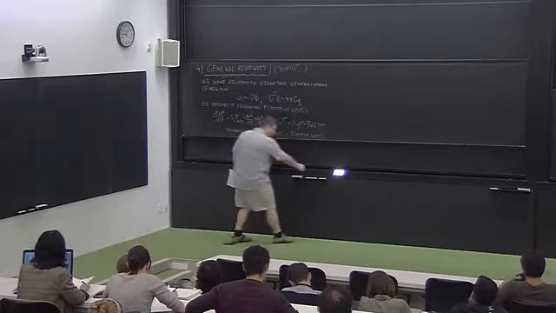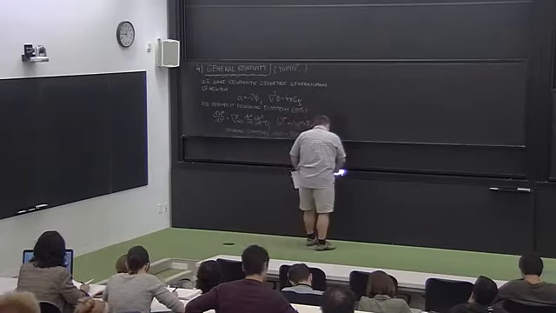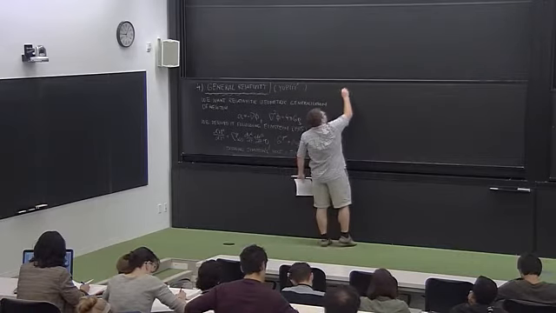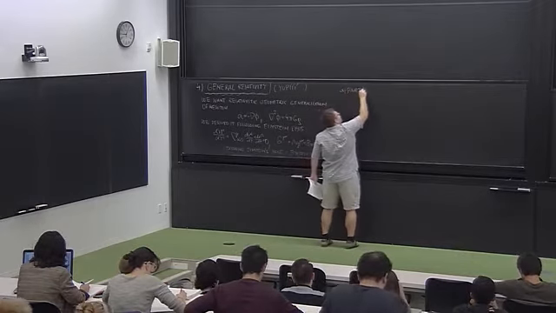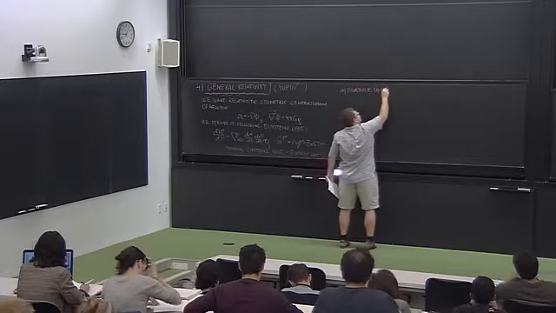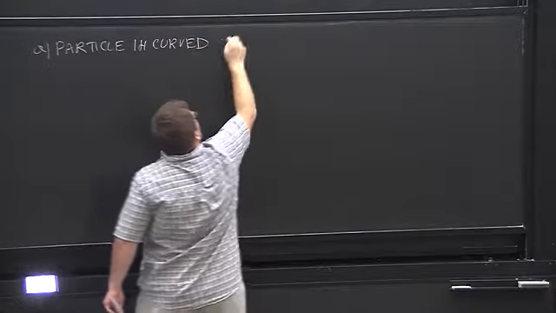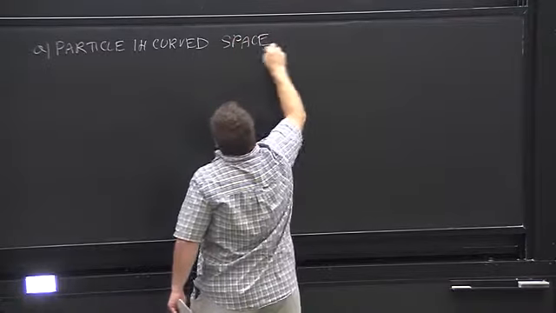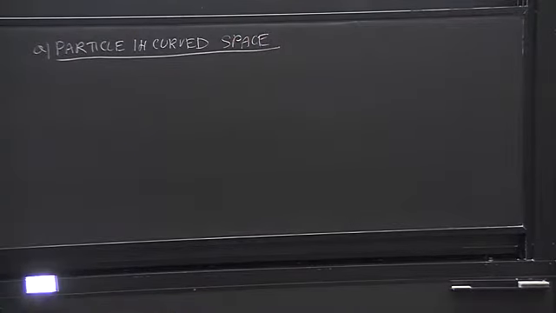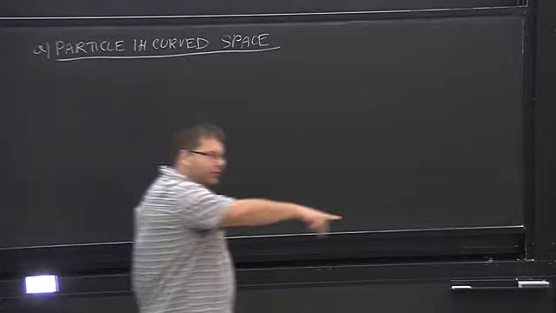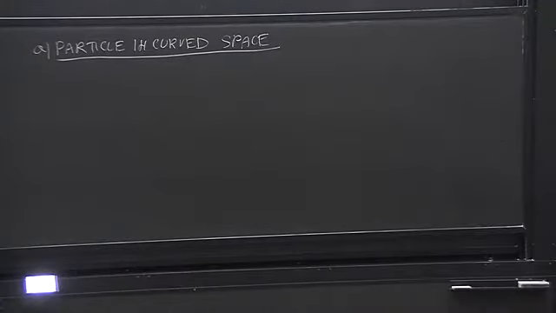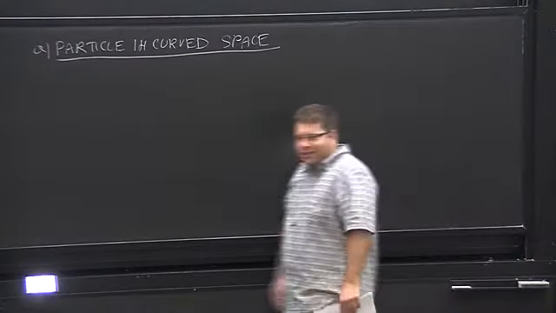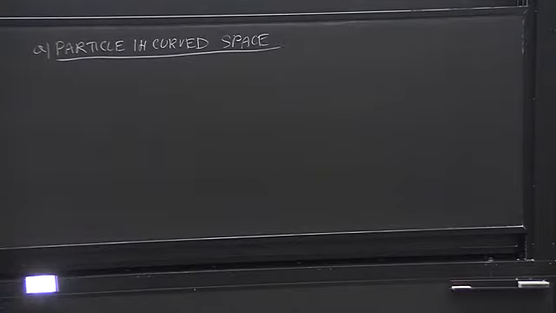All right, so part A. Let's start discussing a particle in curved space, and this is trivial, but let's do it anyway. We know that in special relativity, the motion of the particle is such that it maximizes the proper time, and it leads to straight lines. So the geodesics in Minkowski space are just straight lines.